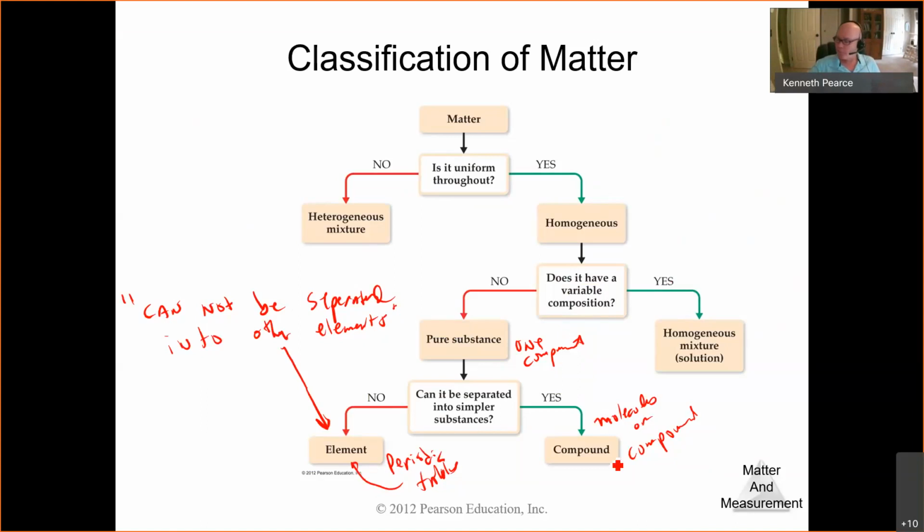All right, so a lot of people miss that on the elements. I don't know why, but you've got to understand what makes an element is really what I have there in quotes. It cannot be separated into other elements or into simpler substances. And simpler substances mean other elements. I mean, you can take an element and separate it into, say, protons, neutrons, electrons, but then it's not the element anymore.